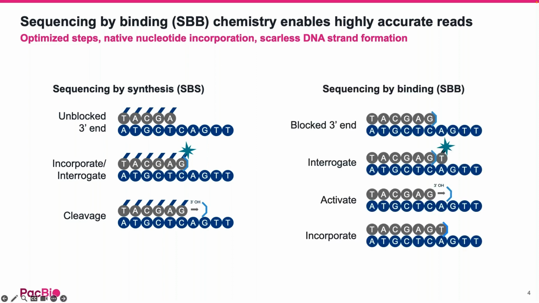By contrast, SBB decouples the interrogation and incorporation steps. So first you flow in that labeled nucleotide, it binds transiently and is imaged, then it's washed away, the blocker is removed, and an unlabeled nucleotide is flowed in to be bound. And then this results in the synthesis of a more natural DNA molecule. And additionally, we are able to separately optimize the chemistry for the interrogation and incorporation steps, as opposed to sequencing by synthesis, where they have to resort to some pretty harsh chemistries to do this cleavage and incorporation altogether. And so the combination of these two factors is what leads to the dramatic improvement in accuracy that we see with Onso.